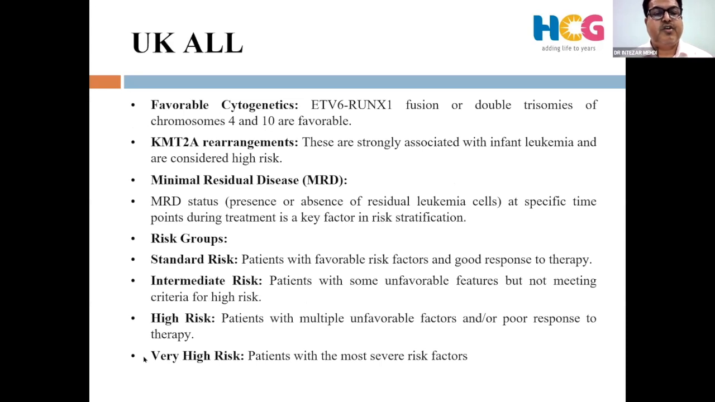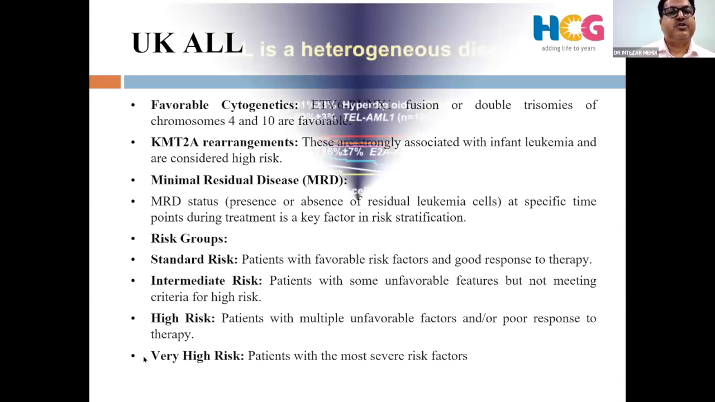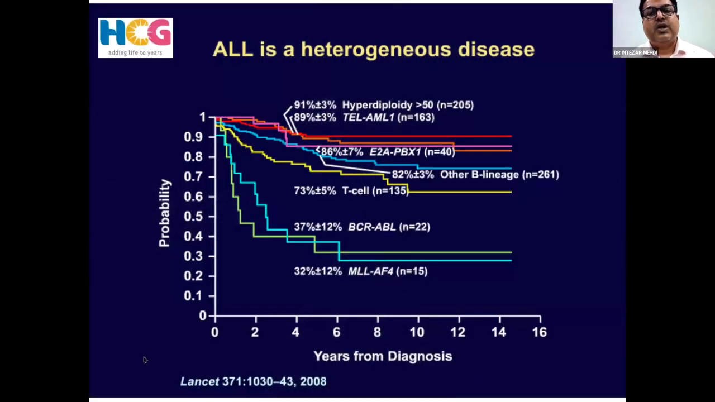ETV6-RUNX1, which is a favorable cytogenetic, KMT2A, also considered high risk because it is associated with infant leukemia. And MRD status, those patients who are MRD negative versus positive, we actually classify into standard and very high risk. So it's very important to stick to one particular protocol, because there are subtle differences from protocol to protocol.